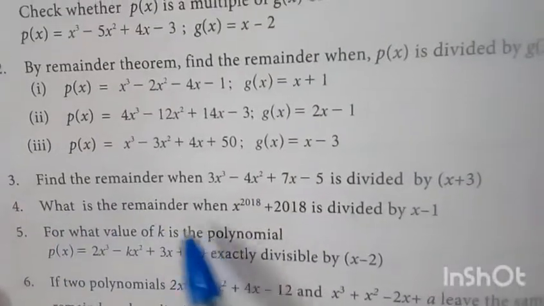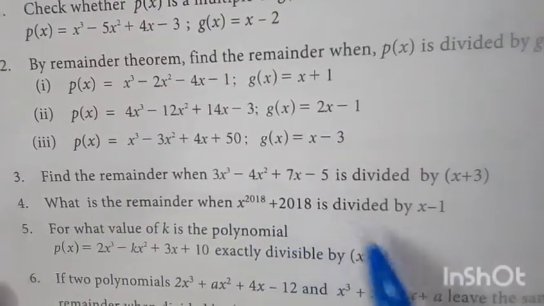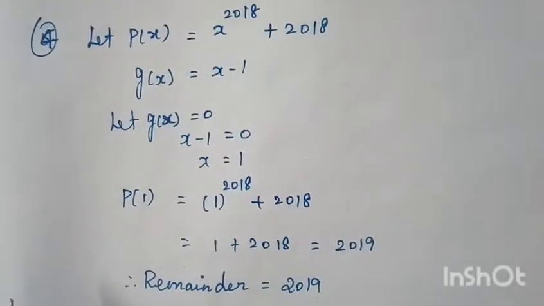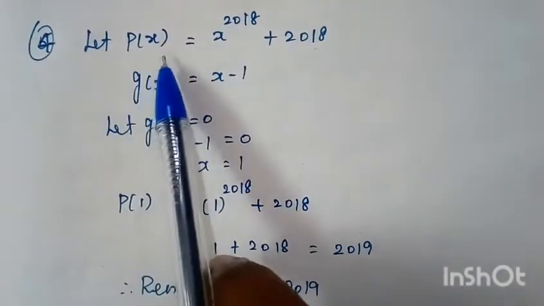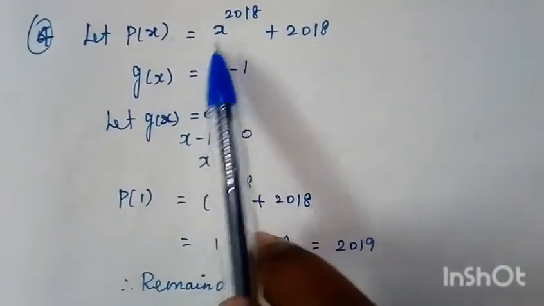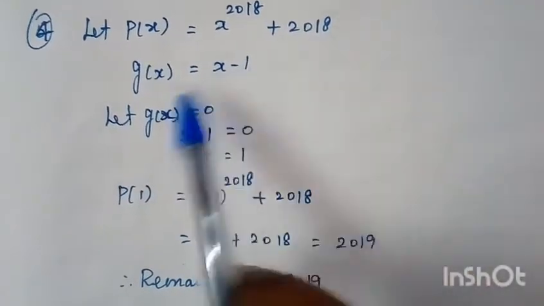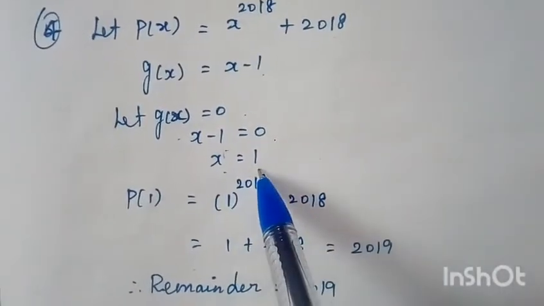Fourth question, what is the remainder when x power 2018 plus 2018 is divided by x minus 1? This is an important question, a repeated question. First you have to consider the polynomial p. Let p of x is equal to x power 2018 plus 2018. g of x is equal to x minus 1. g of x equal to 0. So x minus 1 equal to 0, x equal to 1.